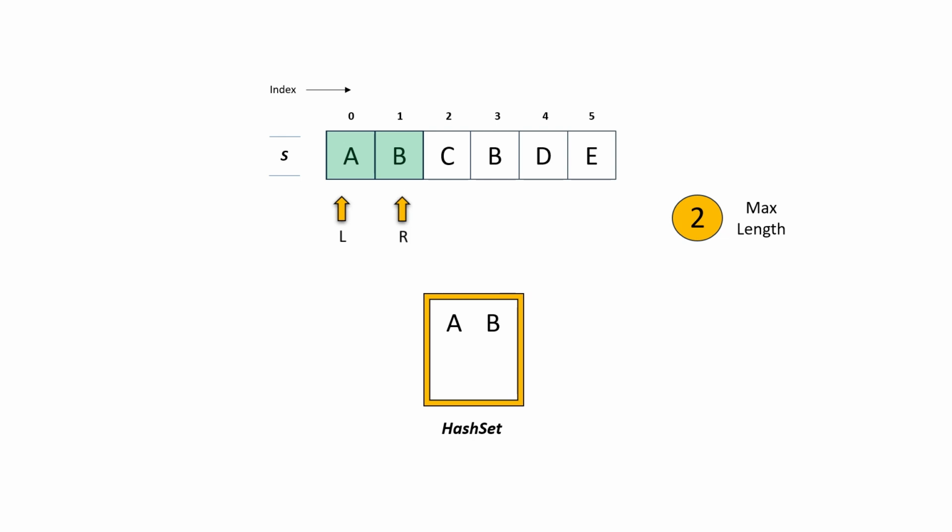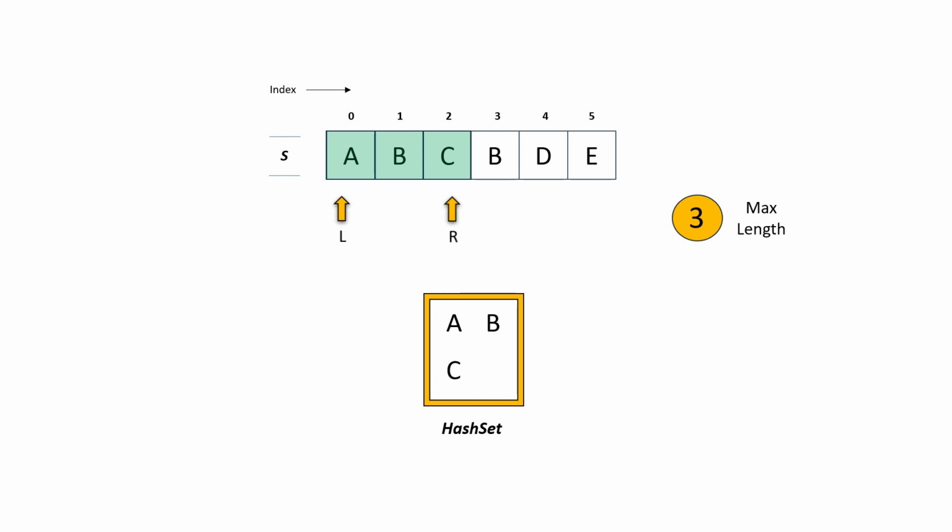Okay, going to the next index. At index 2, we encounter C. As C was not present in the set, we simply add it. And we also update the maximum length. Now ABC becomes my maximum possible valid substring. Now here is the neat part.